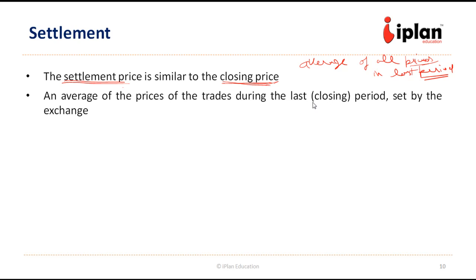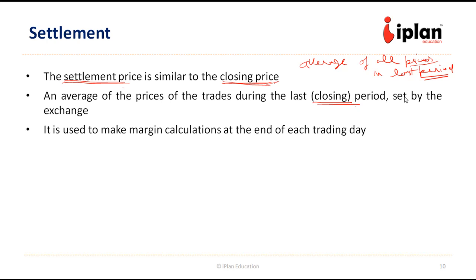So this last period or last closing period is set by the exchange itself. This is used to make margin calculations at the end of each trading day. The main objective behind this settlement price calculation is that we can avoid any manipulations from the traders. If it had one particular last trading price, it would be very prone to manipulations, but it is an average of the closing period, so there is very little possibility of any manipulation.